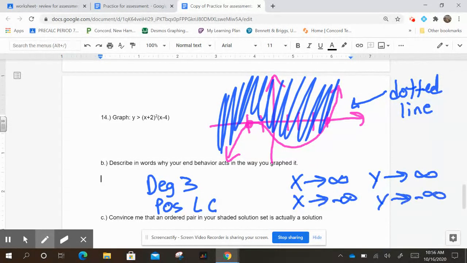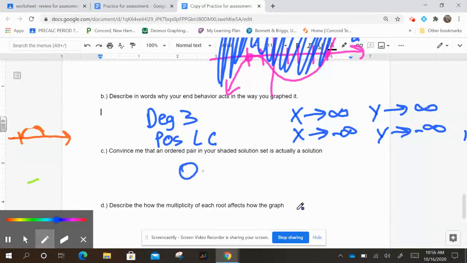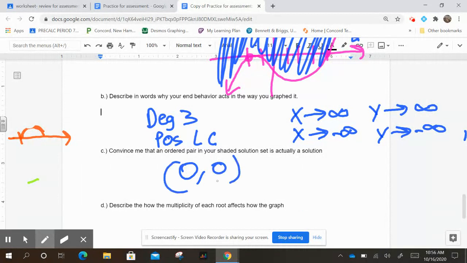Convince me an ordered pair is actually a solution. So what you should do there is actually plug a point into the inequality. Plug in a point like 0, 0, something that gets shaded, and then maybe plug in a point that doesn't get shaded, and just prove that.